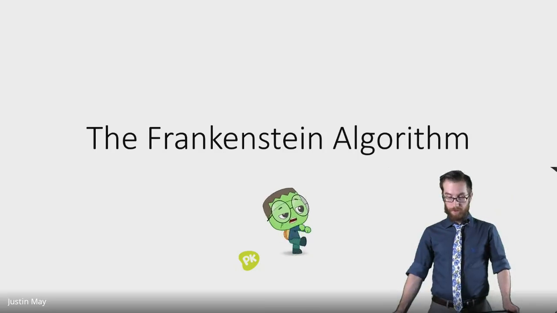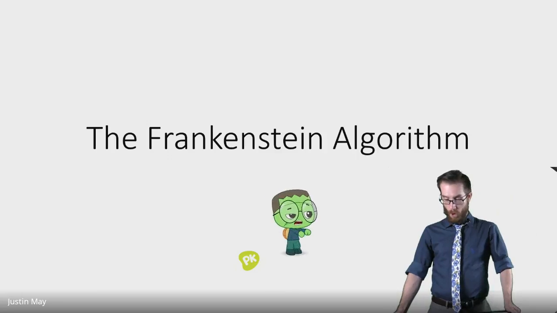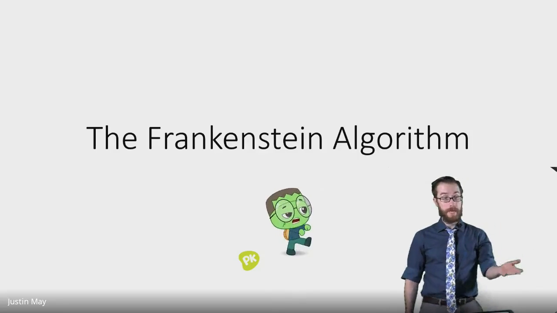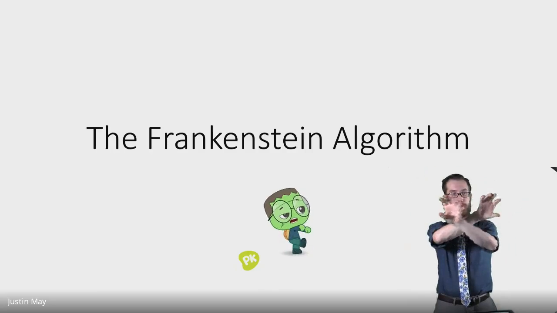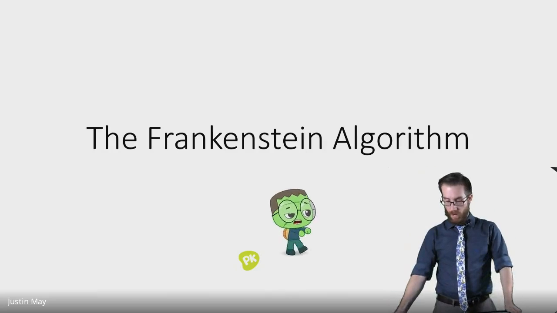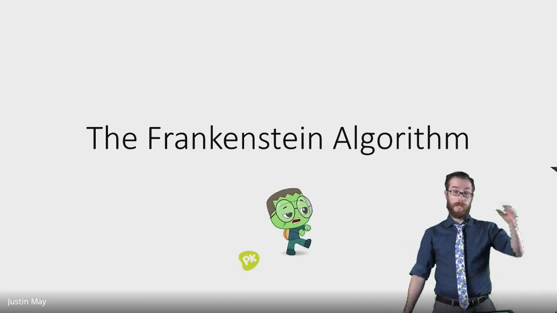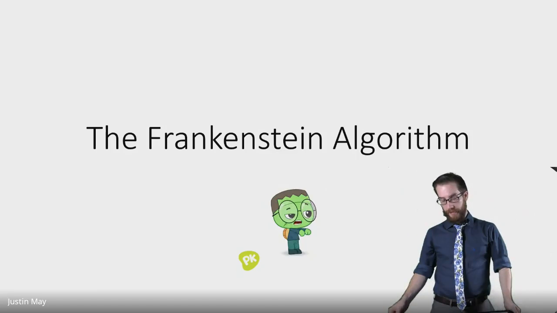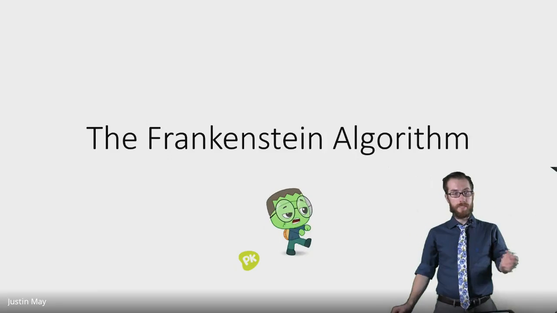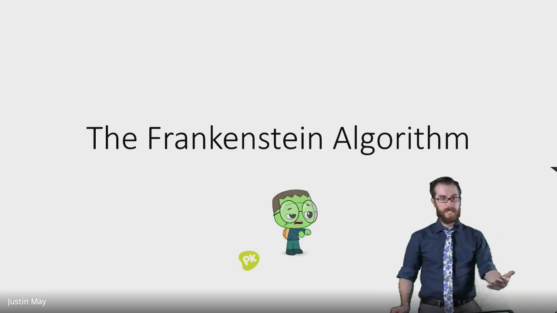We're going to talk about the Frankenstein algorithm. We've already talked about the Humpty Dumpty algorithm, where you take a string, you break it into pieces, and you put them back together in a different order. That solves certain kinds of problems, right? Where you want to rearrange a string. The Frankenstein algorithm also deals with strings, but it solves different kinds of problems.